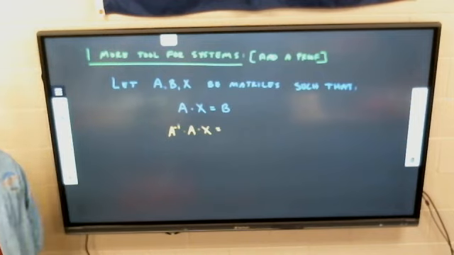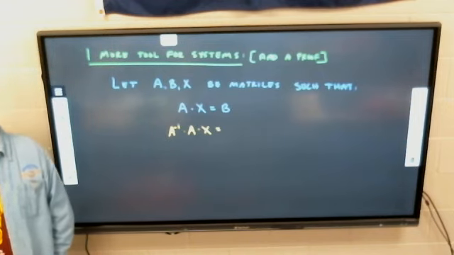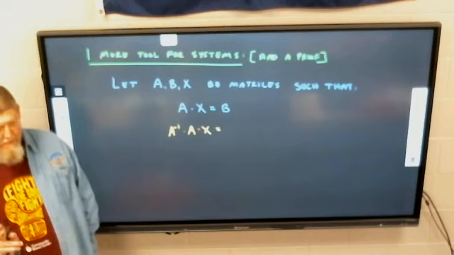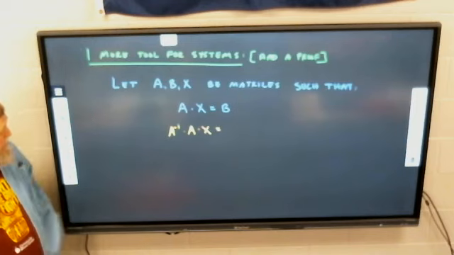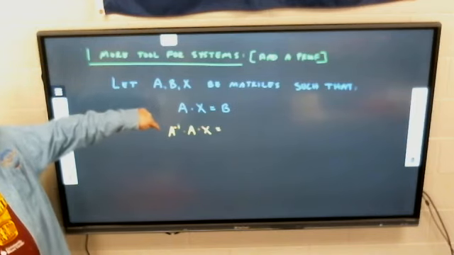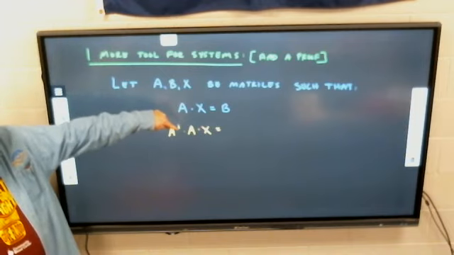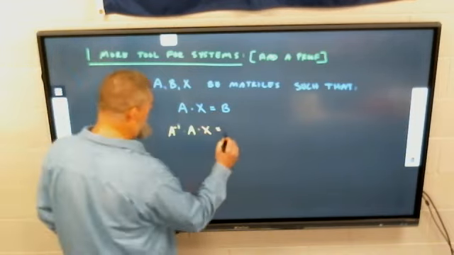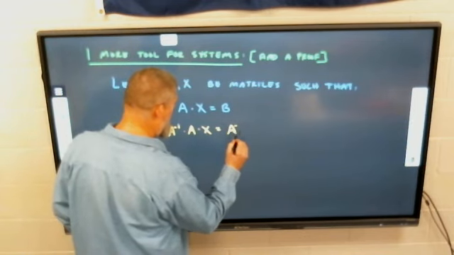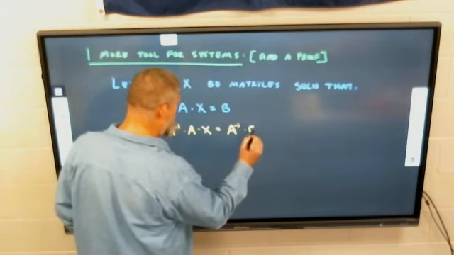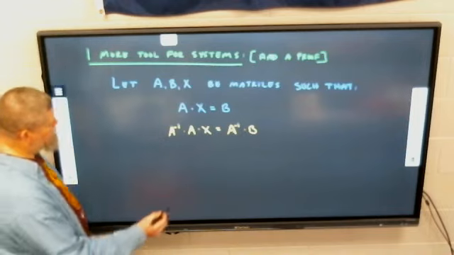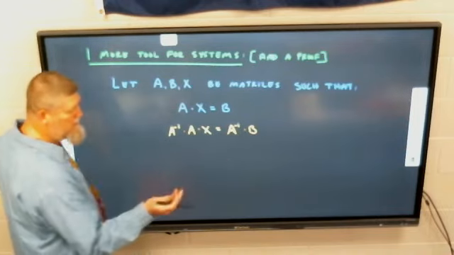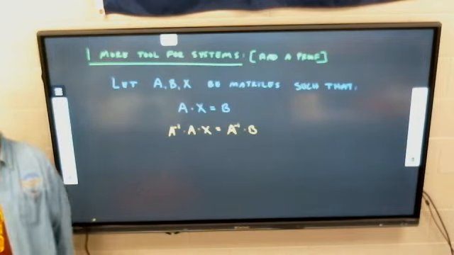Now, are matrices commutative? No. A times B is not B times A. So since I multiply on the left-hand side of A, what do I have to do on this side? Left-hand side of B. So A to the negative first times B. And all I've done is multiply both sides by the same thing. We do that all the time with equations.